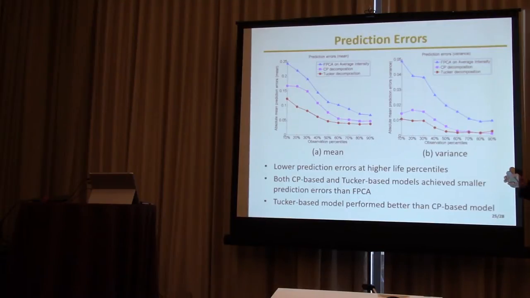There are observations that both CP and Tucker work better than MPC. Still, for the same reason, MPC loses the spatial information. And also, Tucker works better than CP here. I think the reason is that Tucker allows different dimensions to have different ranks, so it is more flexible.